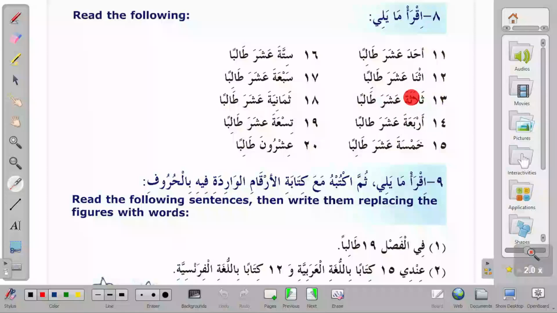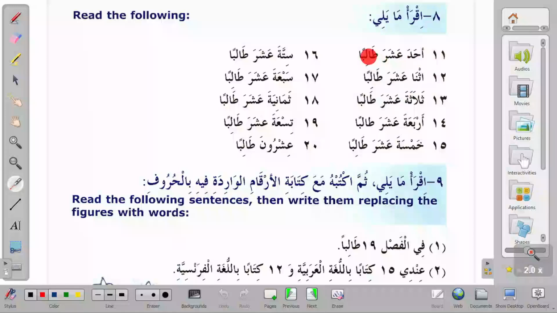You see ثلاثة is a number, which means 3. عشر is 10. Both numbers are written. There are two numbers joined together, but when pronounced, they mean one number. That's why we call them الأعداد المركبة.